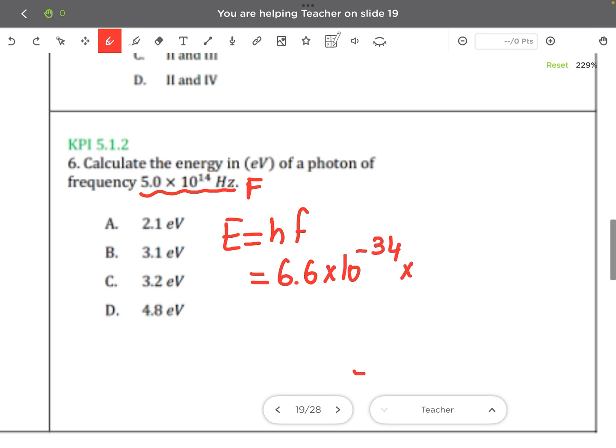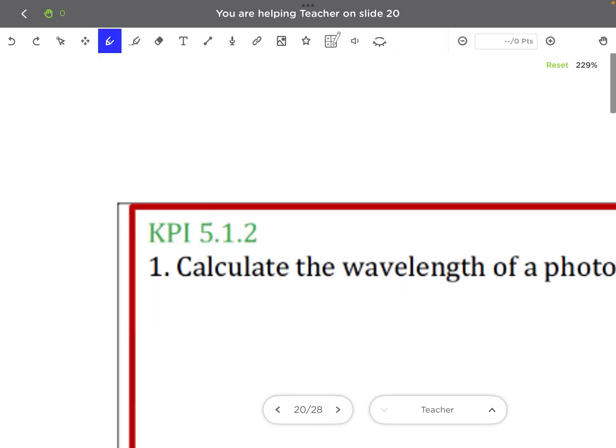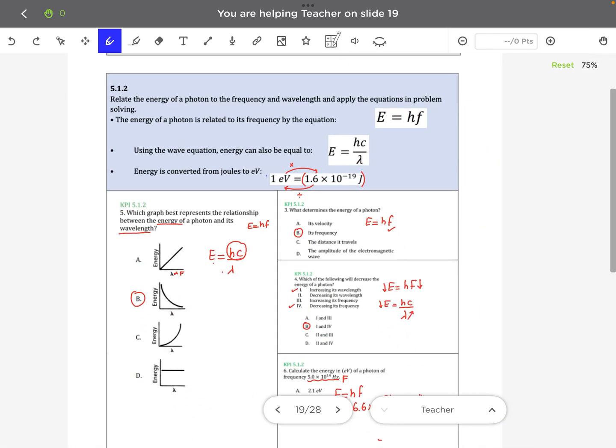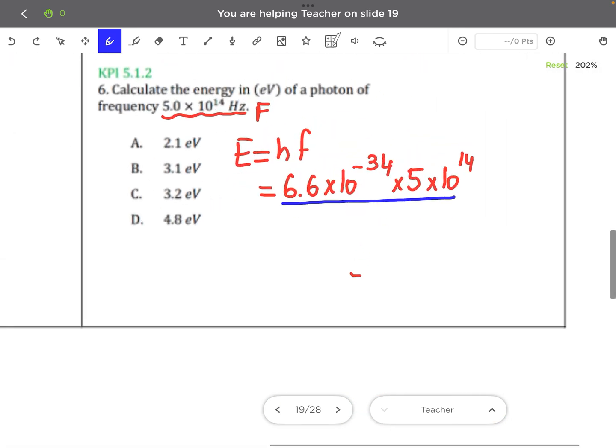The frequency is 5 point something. And because I need to have it in eV, I have to divide by 1.6 times 10 to the power of negative 19. So the answer is 2.1 eV.